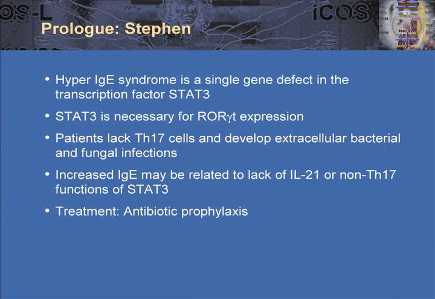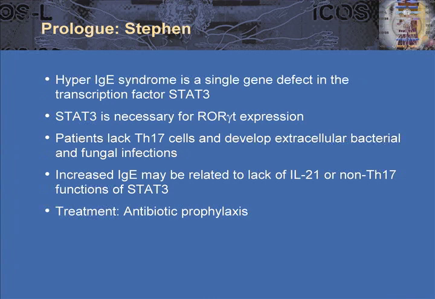So let's get back to our patient, Stephen B., and what is the prologue here? Hyper-IgE syndrome is a single gene defect in the transcription factor STAT3. As I told you, STAT3 is necessary for expression of the signature Th17 transcription factor, ROR-gamma-T. Patients who have hyper-IgE syndrome lack Th17 cells and consequently develop extracellular bacterial and fungal infections of the skin and at mucosal sites. So you may ask, it's called hyper-IgE syndrome. What's the explanation for increased IgE?